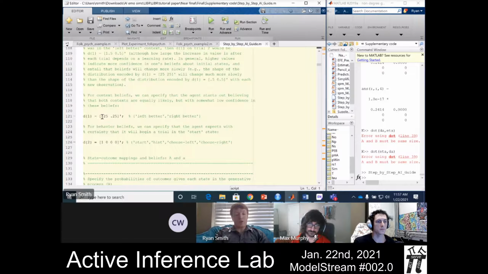And Dirichlet distributions basically say the smaller these numbers are, the less confident the agent is in its beliefs. So if these are 0.25 and 0.25, it thinks it's a flat distribution, but it's really unconfident. Whereas if these were 20 and 20, it would also believe it's a flat distribution, but it would be really, really confident that its beliefs are about a flat distribution.